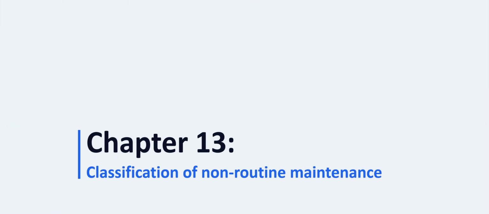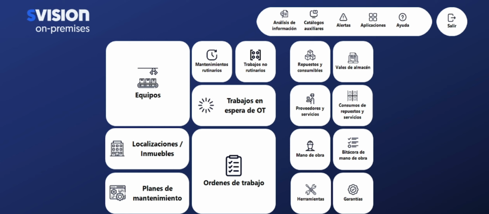Chapter 13, Classification of Non-Routine Maintenance. Non-routine maintenance tasks are essential activities that are performed on an occasional basis. These tasks do not adhere to a regular schedule or occur at set intervals.